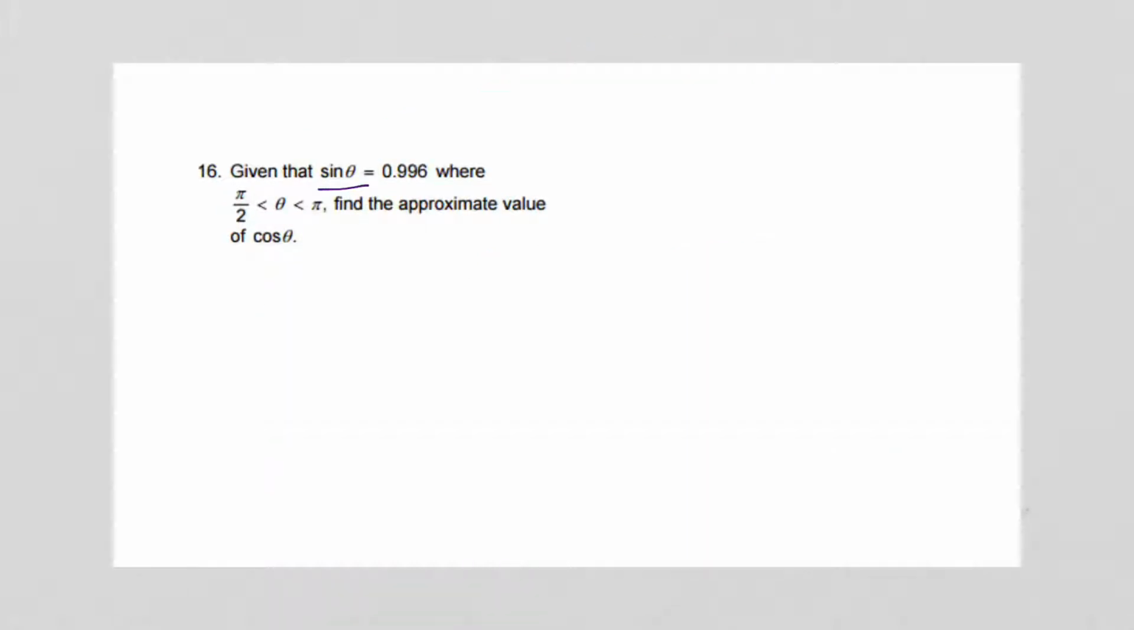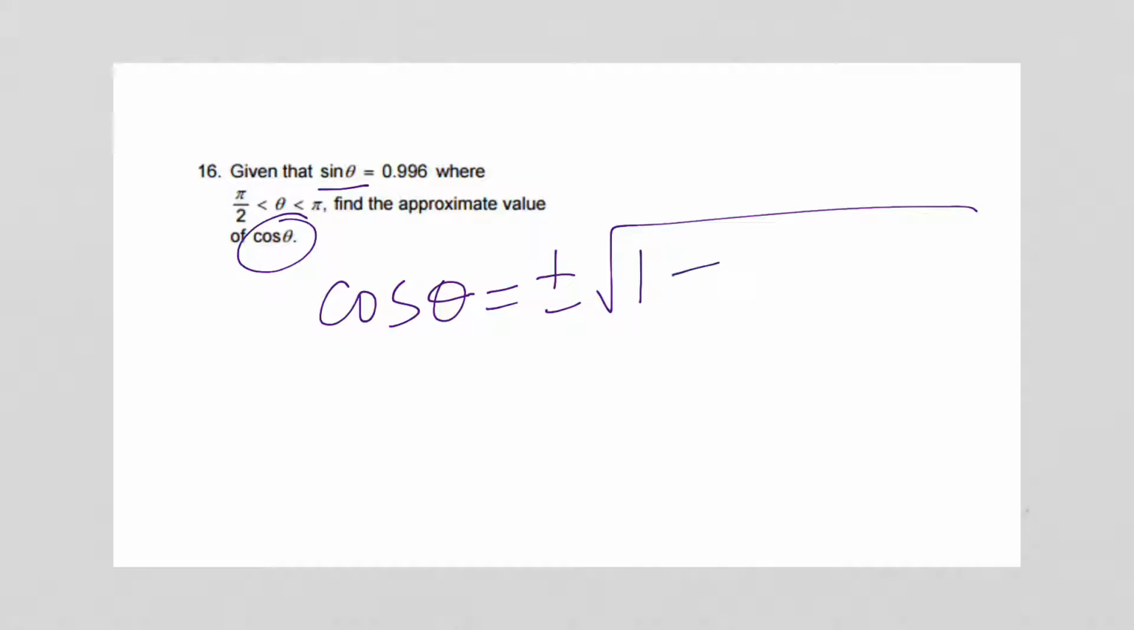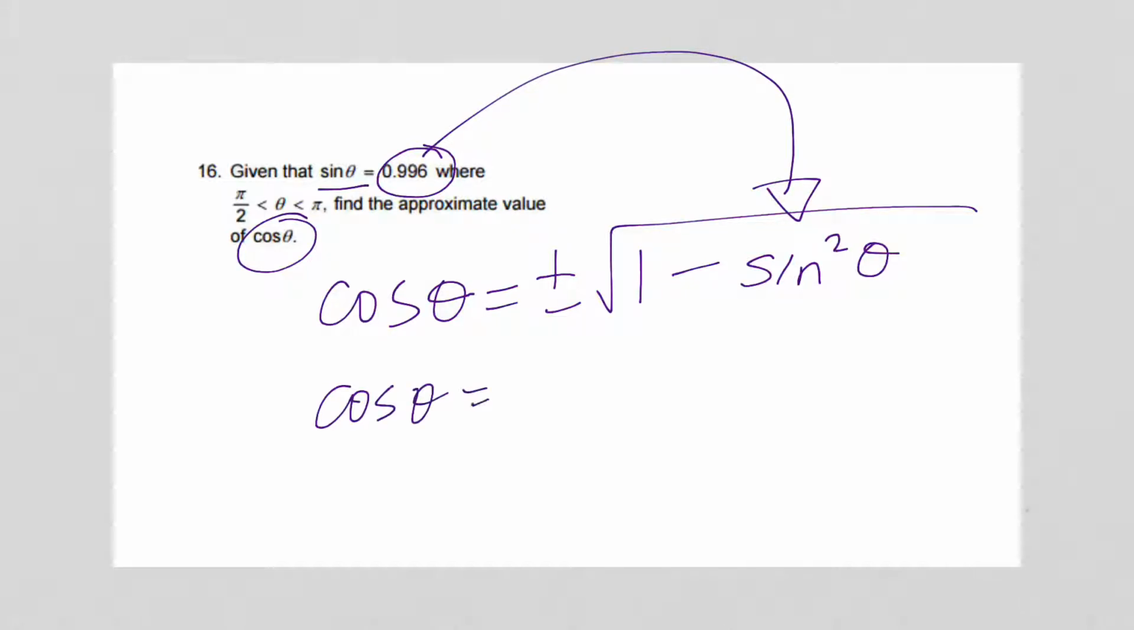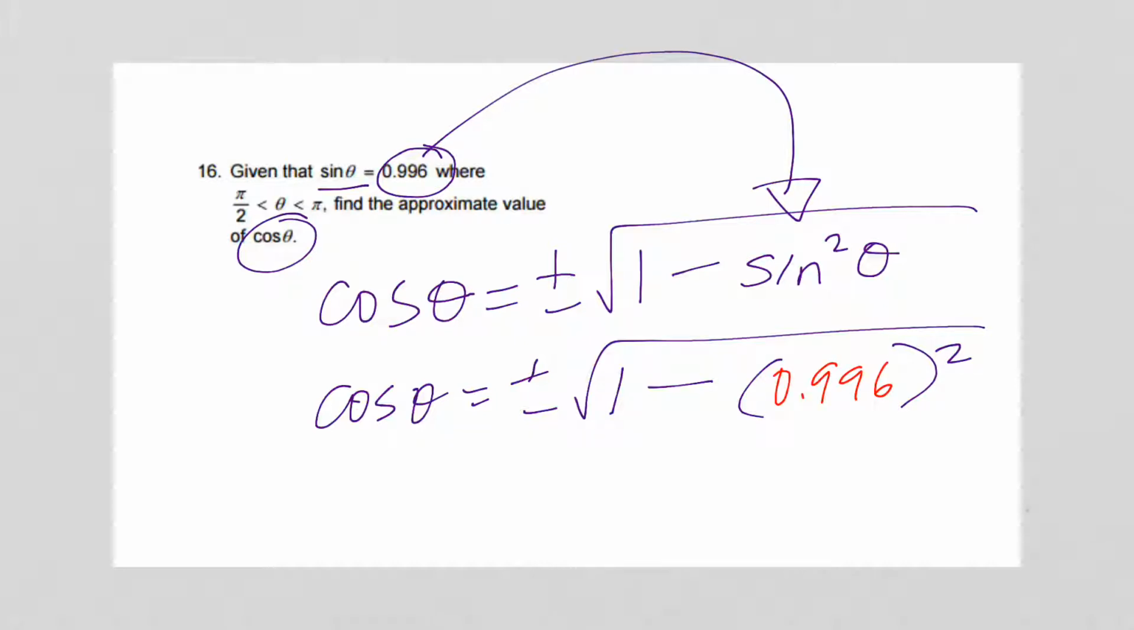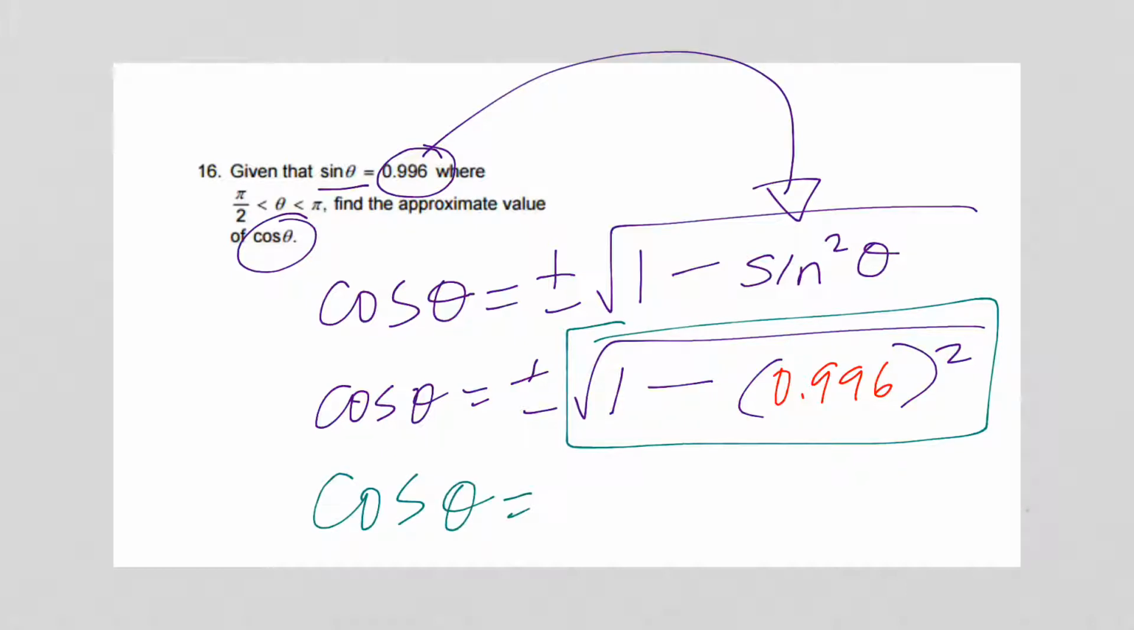This time they give you sine theta, but they want you to find cosine theta. So the formula for cosine theta is plus or minus the square root of 1 minus sine squared theta. Well, since I know what sine theta is, I'm going to substitute it. Well, sine is 0.996. Type this into your calculator and you will get cosine theta equals plus or minus whatever you get.